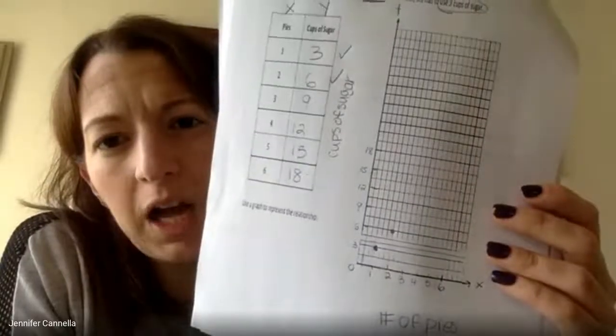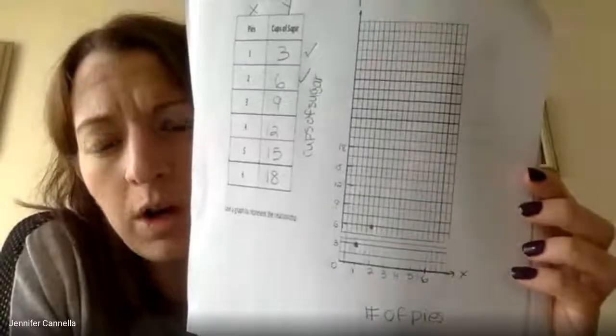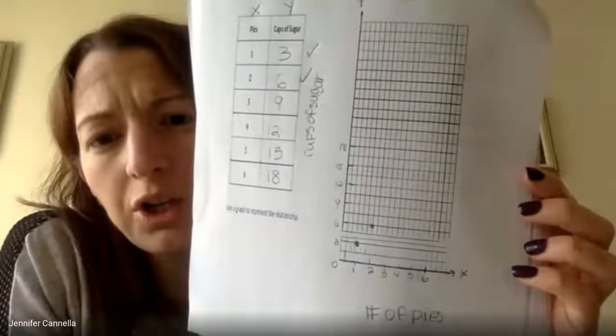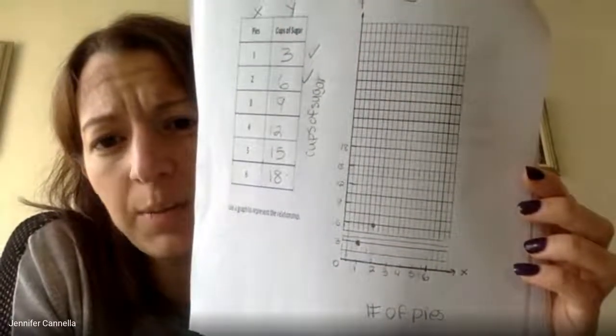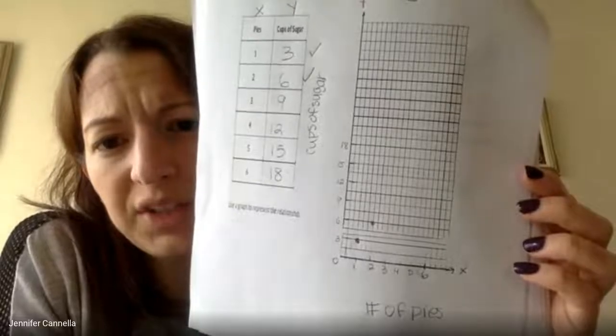So I'm going to go to 2. I'm going to go up to 6. I'm going to put a closed circle, and then I'm going to put a check mark. Now, you're going to graph 3, 9 the same way. You're going to graph 4, 12 the same way. You're going to graph 5, 15 the same way. And you're going to graph 6, 18.